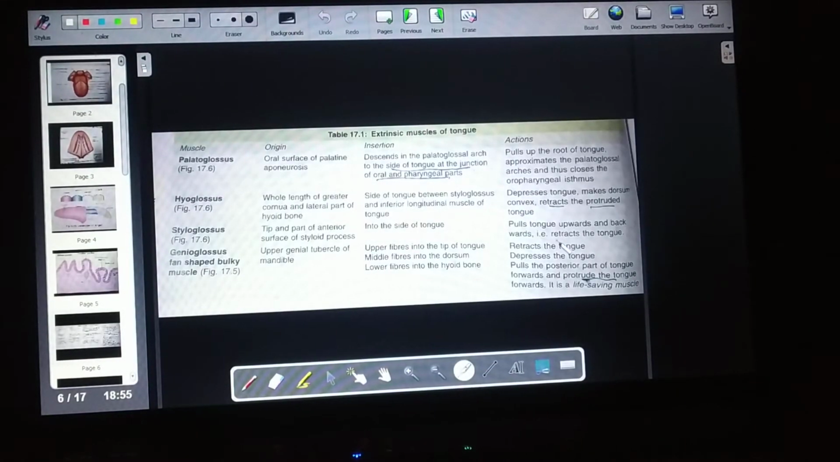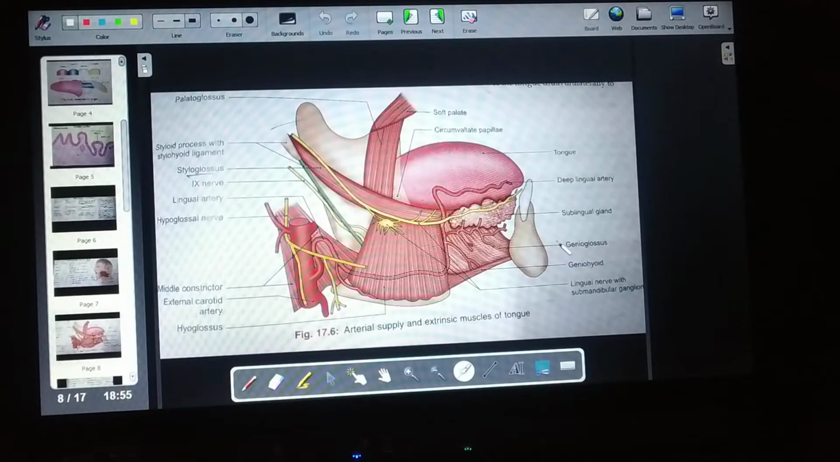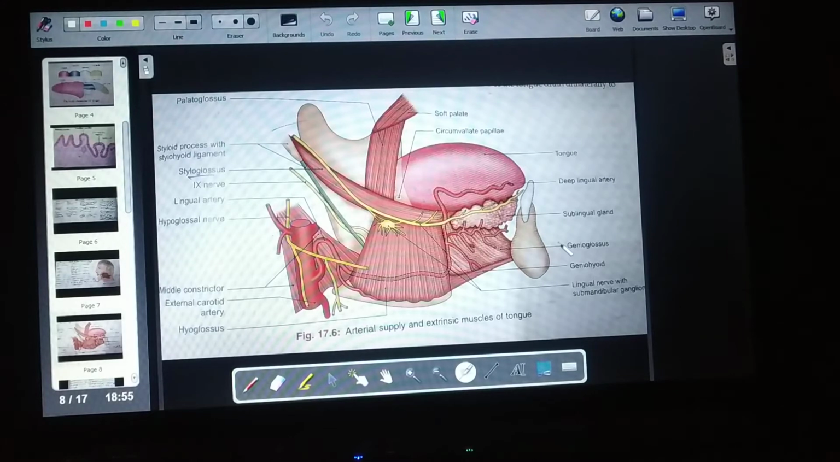Next, now we need to know about the muscles. I'll show you a diagram. These are actually the muscles of the tongue, which are very important. The muscles are divided into two parts, extrinsic muscles as well as intrinsic muscles. As the name suggests, extrinsic means external and intrinsic means internal. So, this is the diagrammatic view.